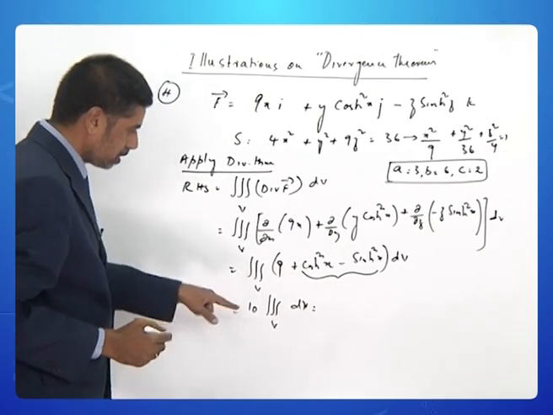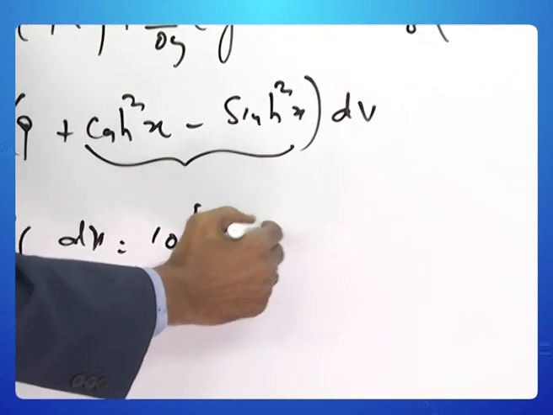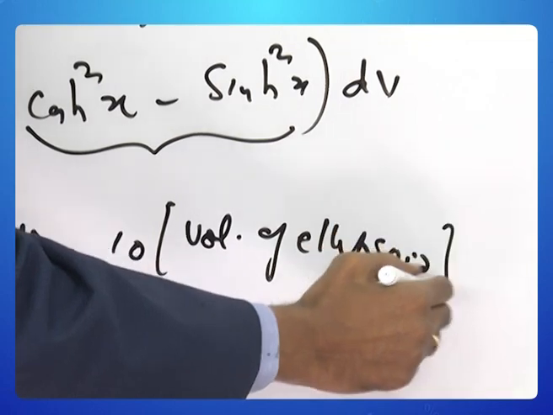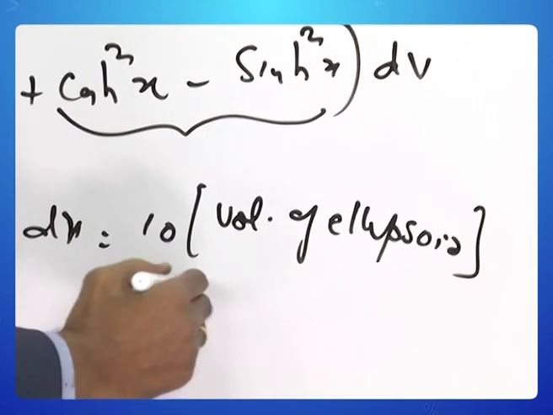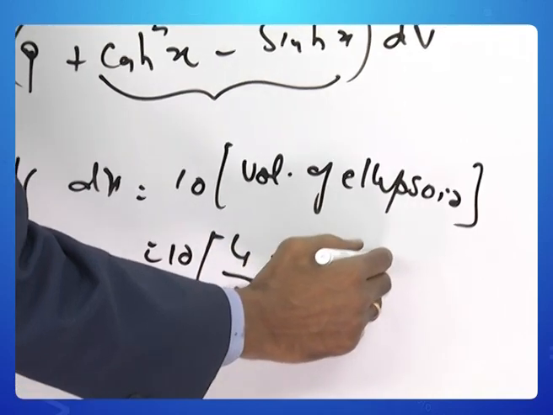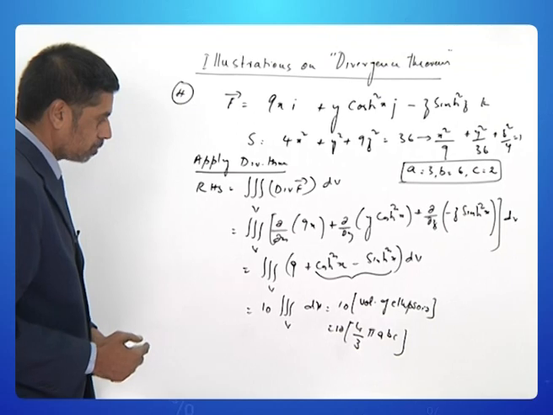That is because 10 times the volume of the ellipsoid would be 10 times 4/3 pi abc. That is the reason why we require the dimensions of the ellipsoid.